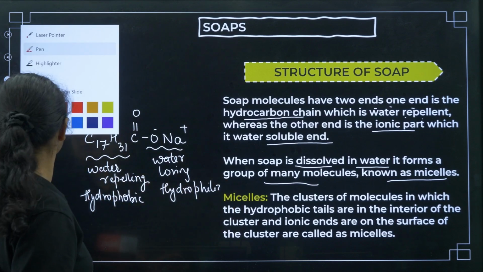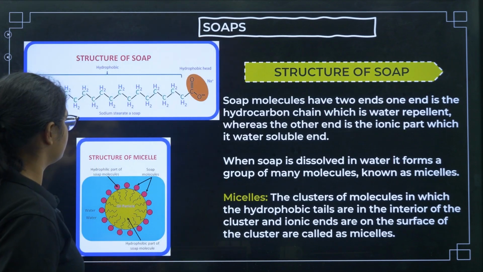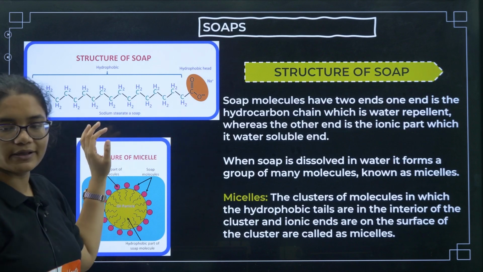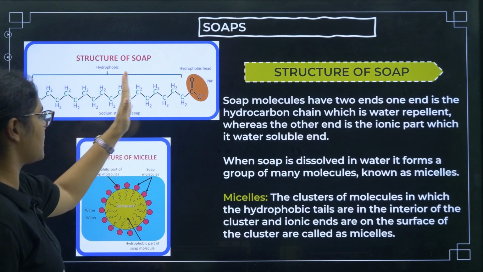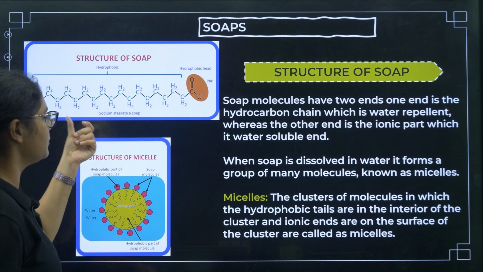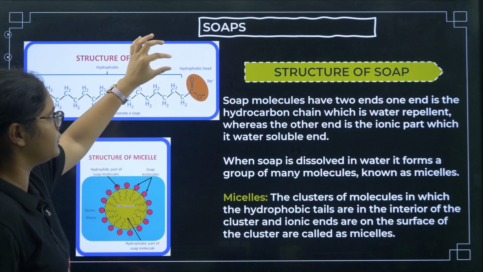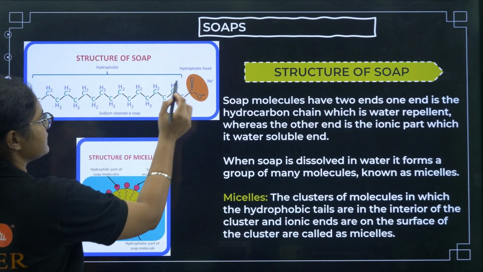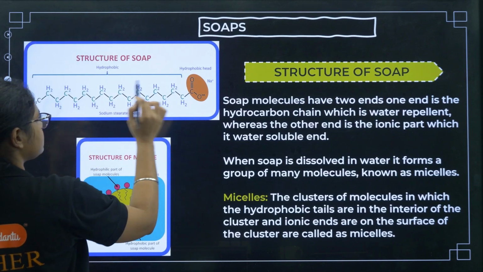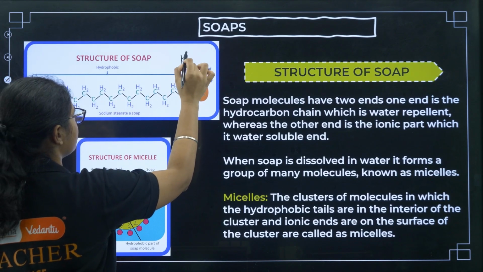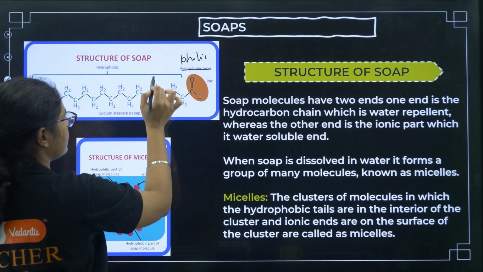I'll show you the structure in detail. You can see this is the structure of soap, where you can see the carbon chain. This is sodium stearate soap. The carbon chain is there and COO minus Na plus. This is the hydrophobic part and this is the hydrophilic part.